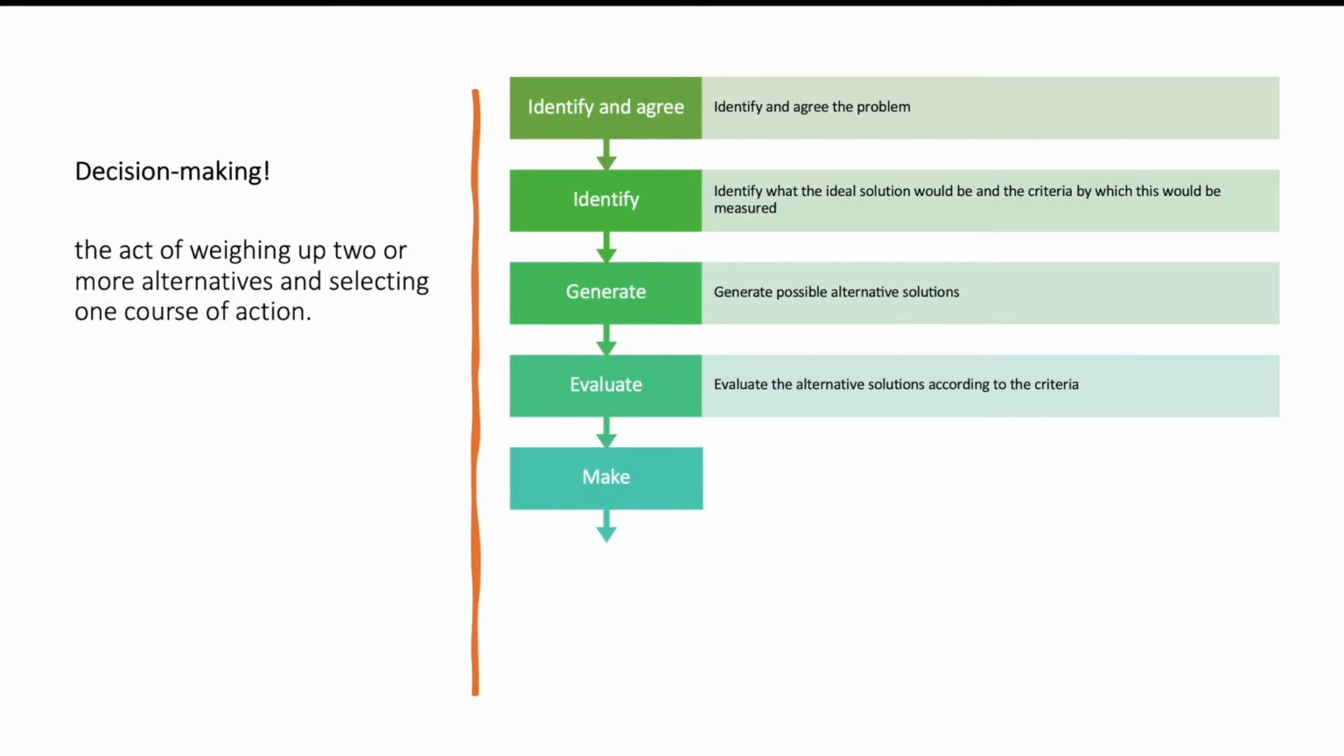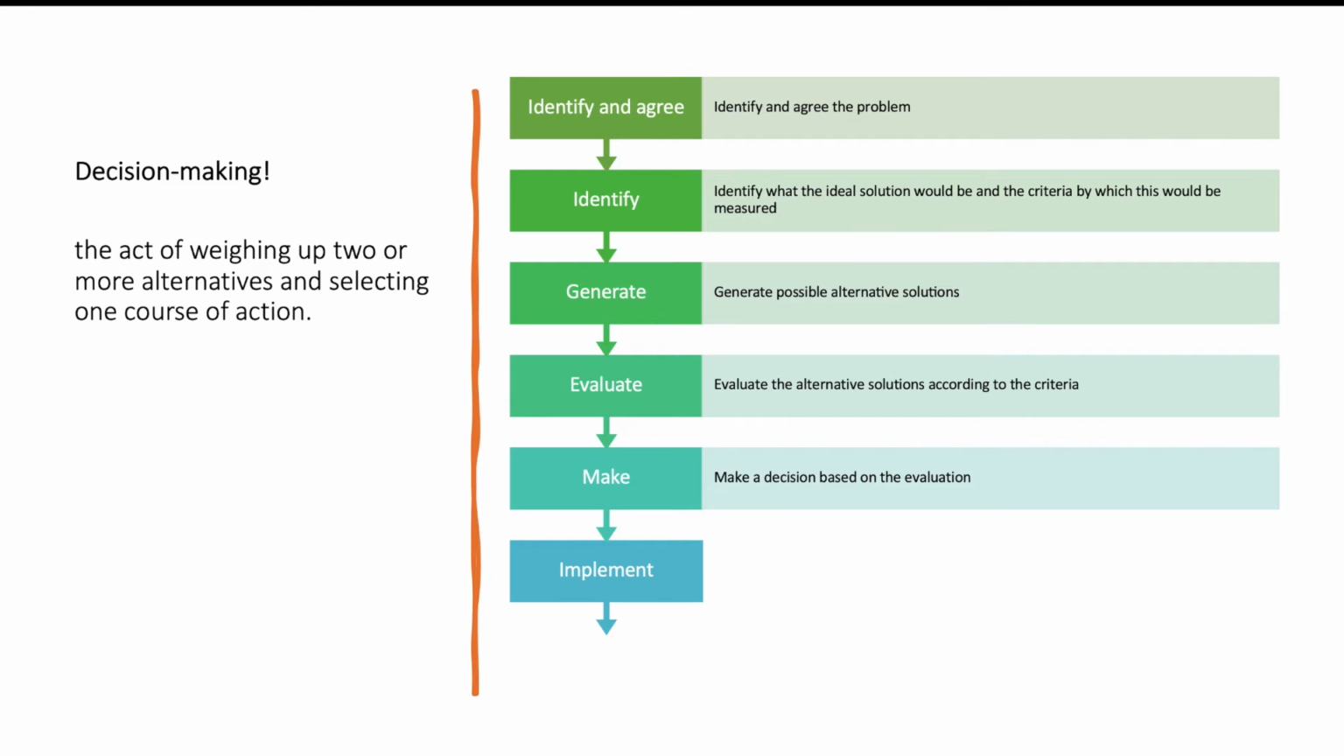Okay, and then you have to make a decision. Now this is the fifth step. Are you getting my point? Decision making is not the first step where you just go and make the decision. No, you have to make a decision at the fifth step. Before that, there are 4 steps that you have to go through. Make a decision based on the evaluation.